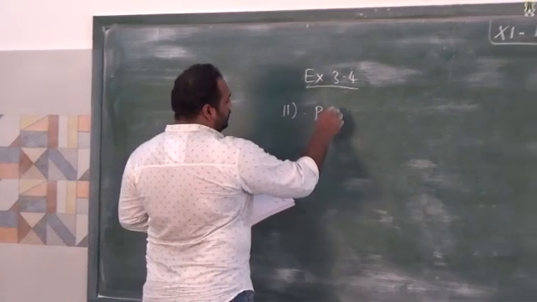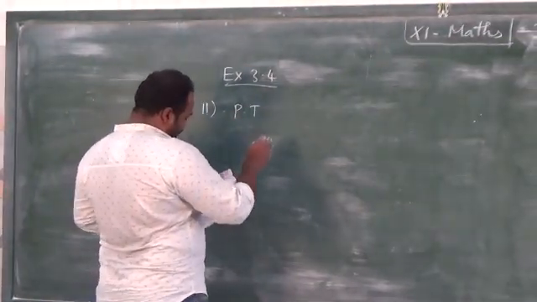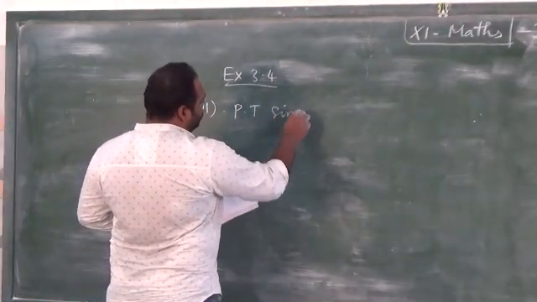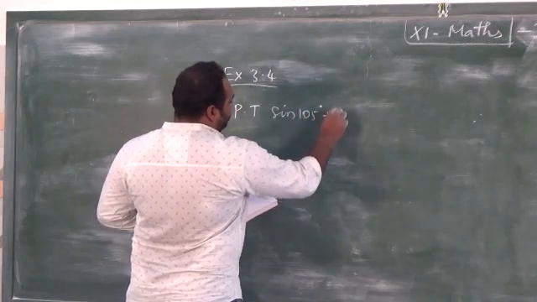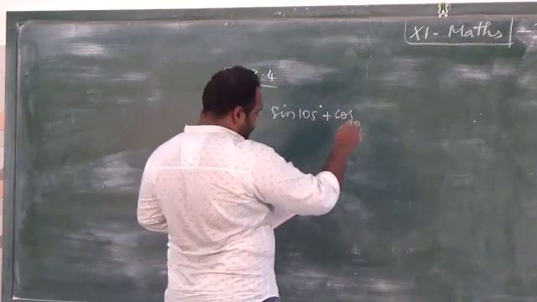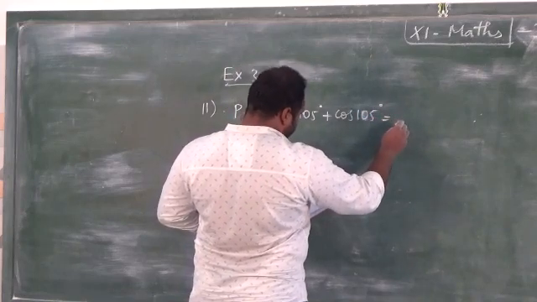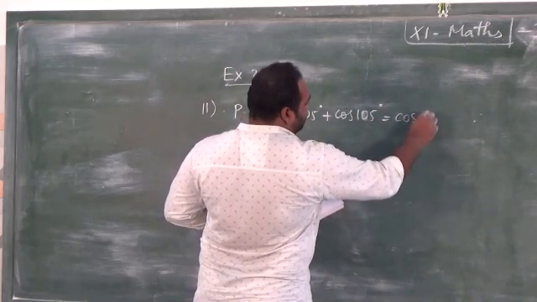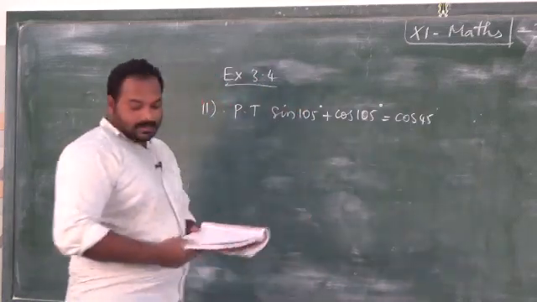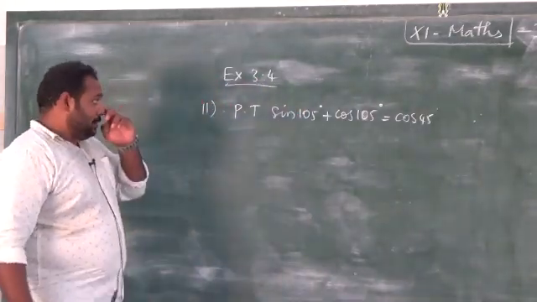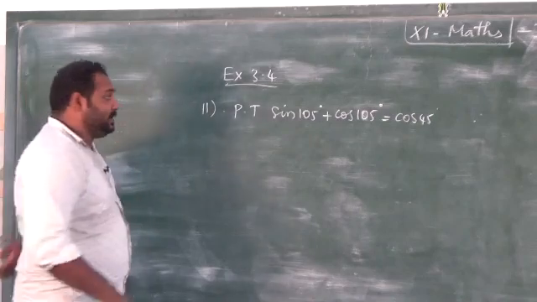Today we are going to see exercise 3.4, problem number 11. Prove that sin 105 degree plus cos 105 degree equals cos 45. Here I am going to take the LHS and prove the RHS.